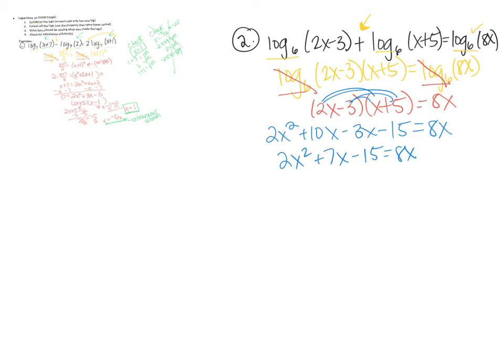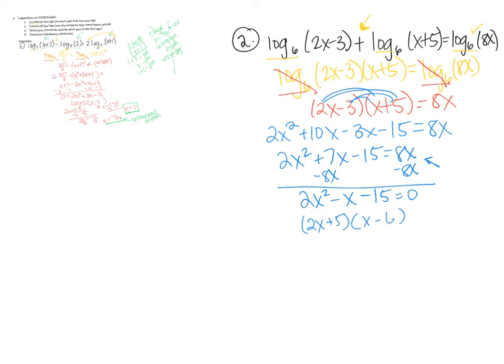Now, since this is a quadratic, I need to set this equal to 0. So I need to go ahead and move that 8x to the other side. So I have 2x squared minus x minus 15 equals 0. Now, again, I'm going to go ahead and factor this, because I like factoring. So I'm going to have 2x plus 5 and x minus 3, excuse me there.